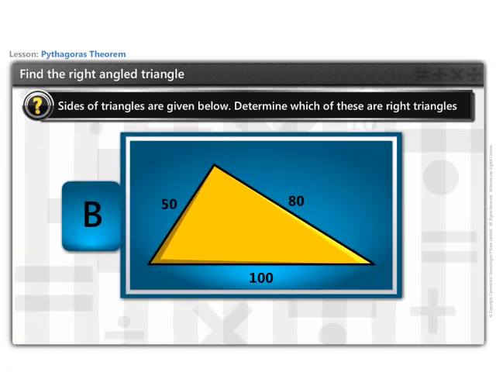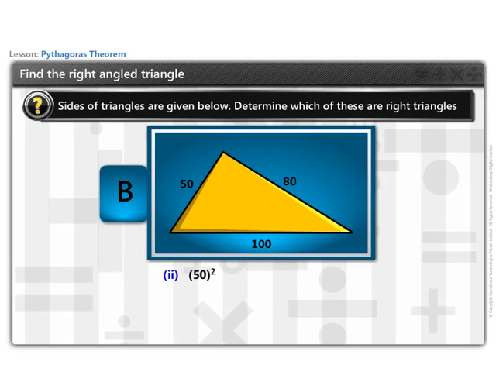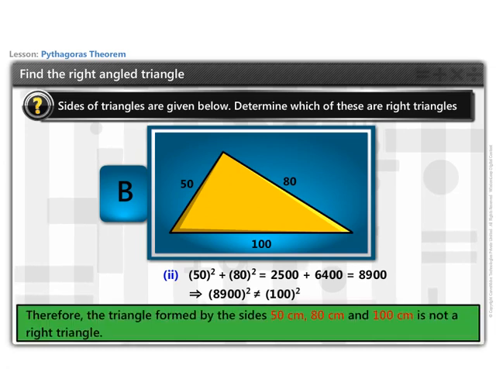For the second set of given data, applying Pythagoras theorem, the sum of the squares of two sides is given by 50 square plus 80 square, that is equal to 2500 plus 6400, that is equal to 8900, which is not equal to the square of the third side. Therefore, the triangle formed by the sides 50 centimeters, 80 centimeters and 100 centimeters is not a right triangle.